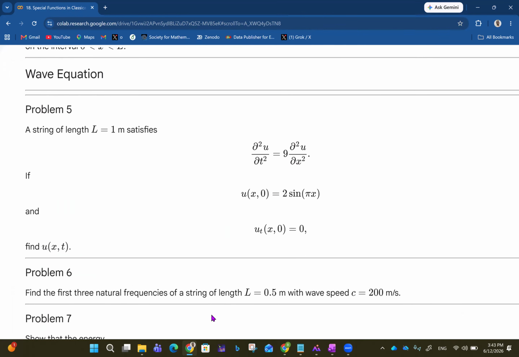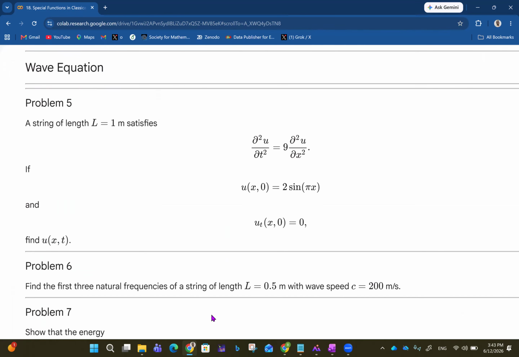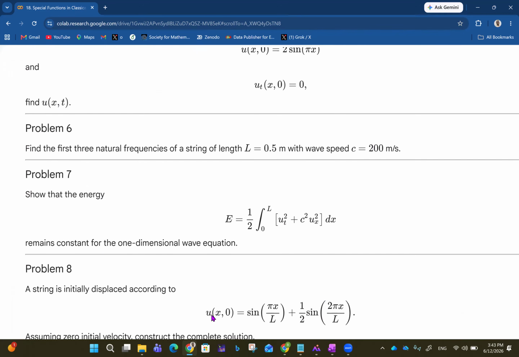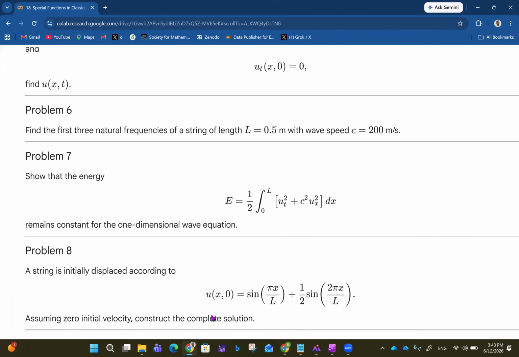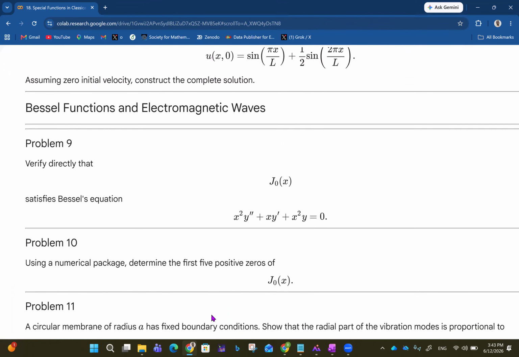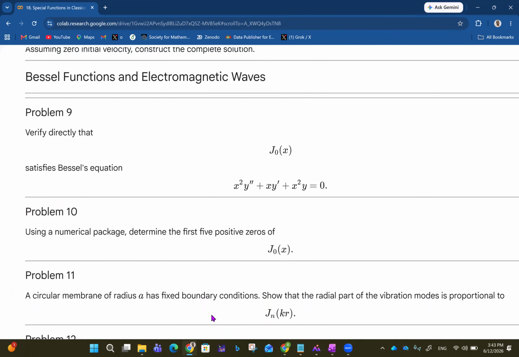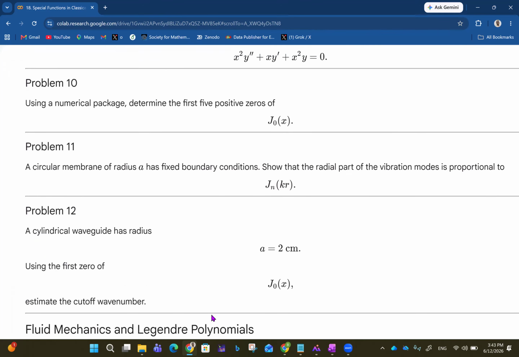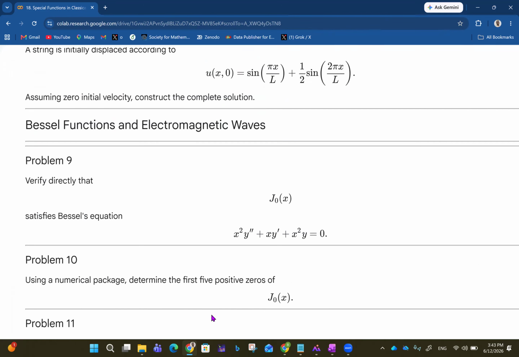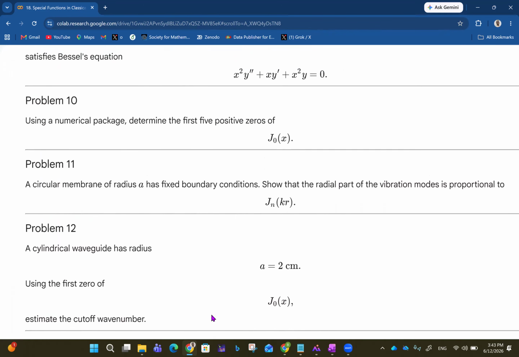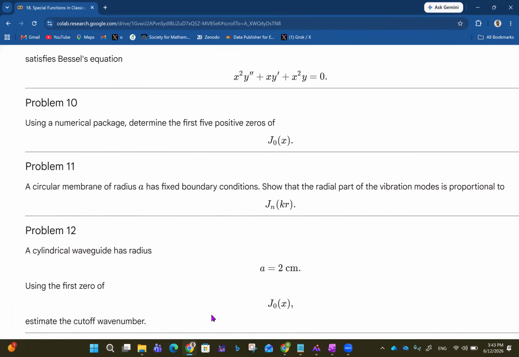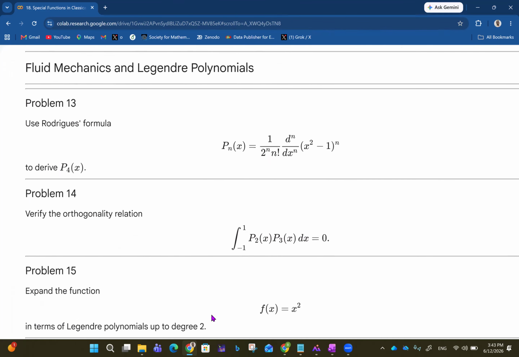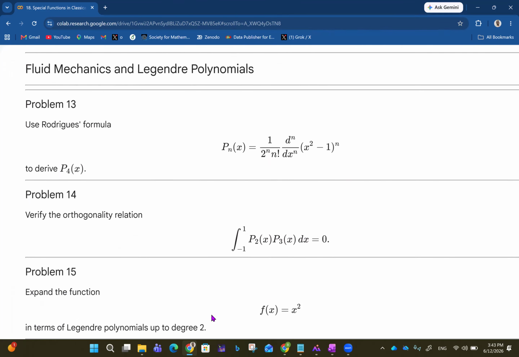Then you have the wave equation now. For the wave equation, you have problems 5 and 6 shown now, and then you also have problems 7 and 8 still under the wave equation. Moving on, we'll go on to Bessel functions and electromagnetic waves, where you can see questions 9, 10, and 11 right there. And 12 is still under the same Bessel functions and electromagnetic waves. Having done that, we move on to fluid mechanics and Legendre polynomials. Those are the connections there.